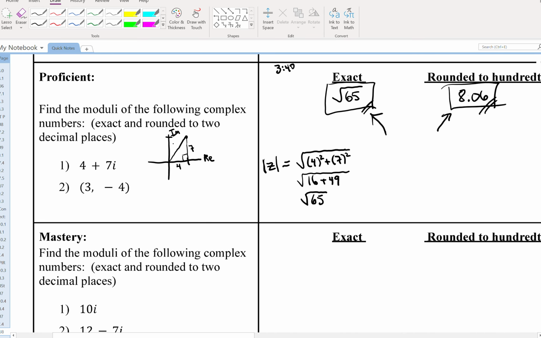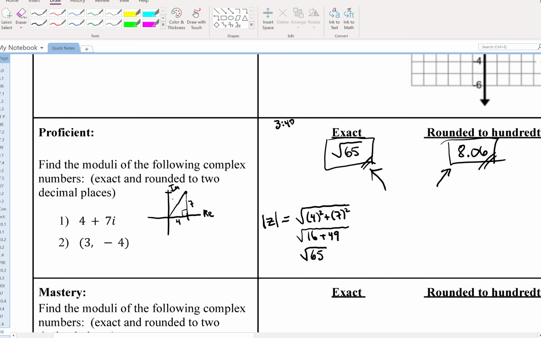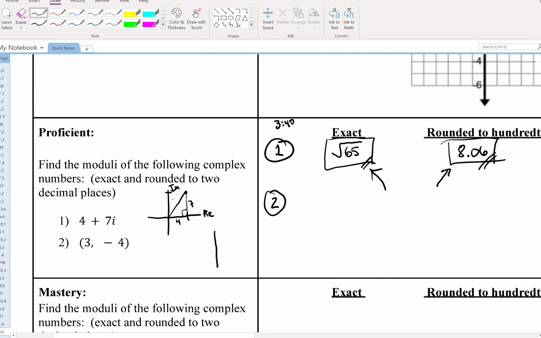All right. For this next one, so this is number 1. For number 2, if I was over here 1, 2, 3, and then down here 1, 2, 3, 4. This is 3 here, this is minus 4.